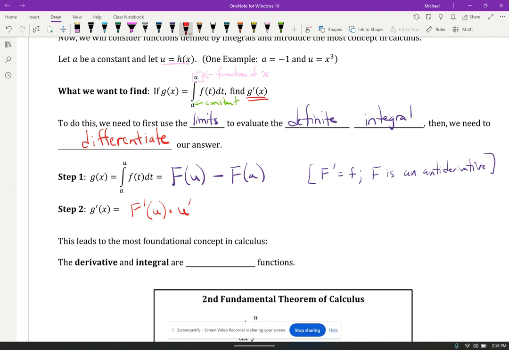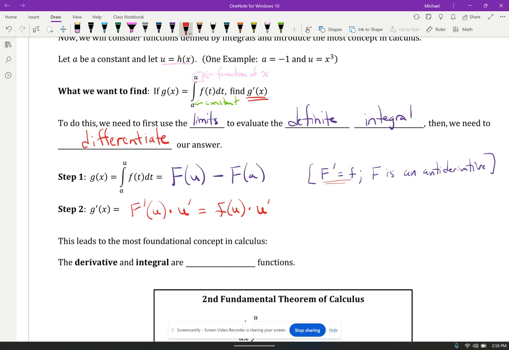But wait, didn't we say capital F? We said it over here. Capital F is the same thing as little f. So then this equals little f of u times u prime. And this takes us to one of the most fundamental ideas in calculus and unites both parts of calculus, the differential part and the integral part. Where we take derivatives and we take integrals, it turns out they're related.